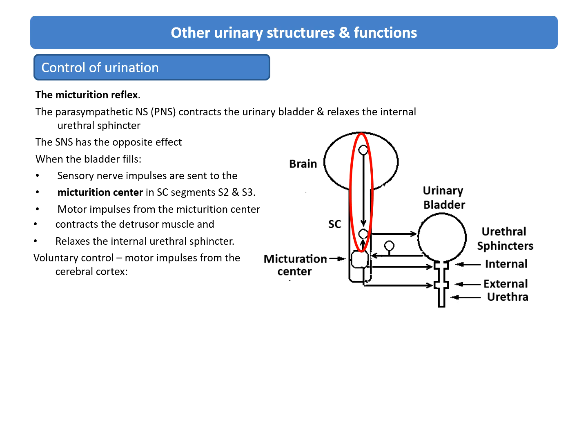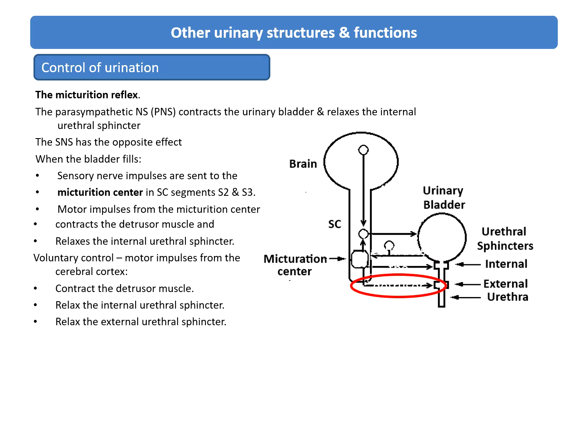Voluntary control involves motor impulses from the cerebral cortex that contract the detrusor muscle and relax the internal urethral sphincter. They also relax the external urethral sphincter.